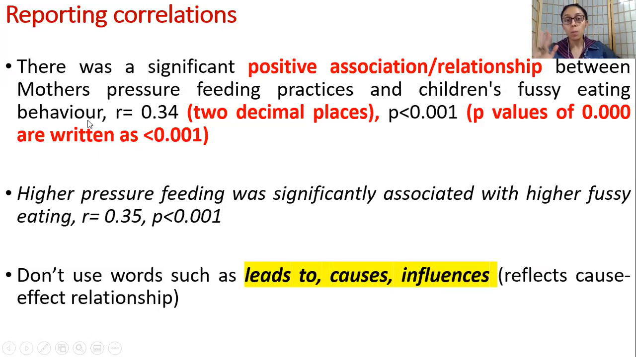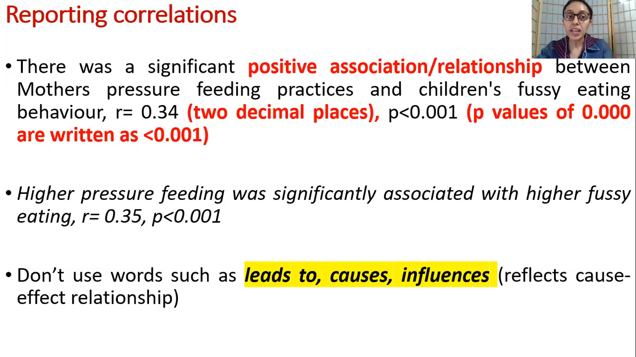Meaning the more pressure feeding the mother did, the child exhibited more fussy eating behavior, meaning they are directly associated. I told you about direct association and inverse association. This is direct association, meaning pressure feeding increasing, fussy eating increasing. Both are going in the same direction.